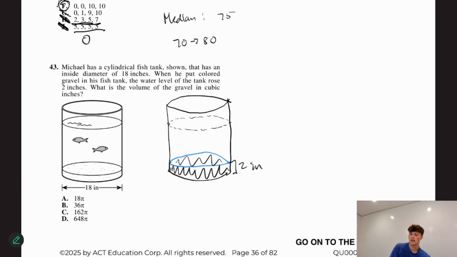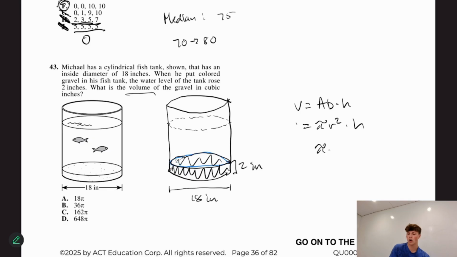So that means we have 2 inches here. We have 18 inches in diameter, and we're looking for the volume of gravel, right? Well, what is this volume of gravel shaped as? It's just a disk. It's a cylinder with a small height. What's the volume of a cylinder? Well, the volume of a cylinder is the area of the base times the height, which is equal to pi r squared times the height. And what is our r? The radius of this circle. Well, the radius of a diameter 18 is just 9. 9 squared times our height of 2 inches. So that's 81 pi times 2, or 162 pi. That's going to be answer choice C.